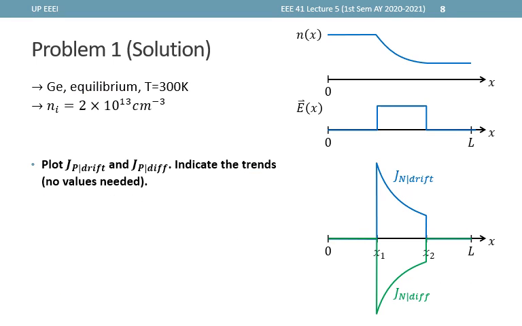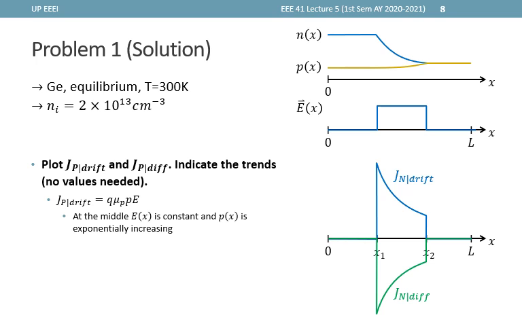So for the next part, we'll have to plot Jp drift and Jp diff. So now we need P of x instead of N of x, and we'll use the same E of x since in a material, the electrons and holes experience the same electric field. Note that for Jp drift, there is no negative sign, so we'll just have to multiply Q, mu p, p, and E, and we'll use the same assumption that mu p is simply a constant, and Q is a constant.